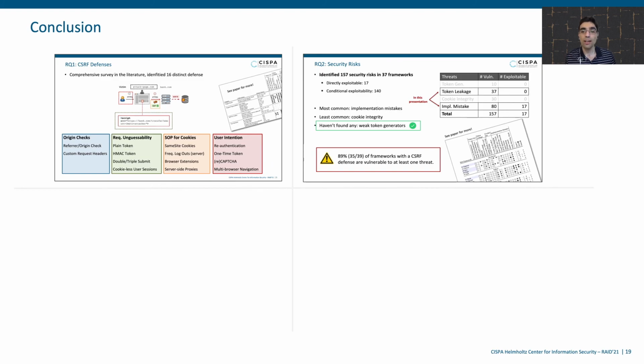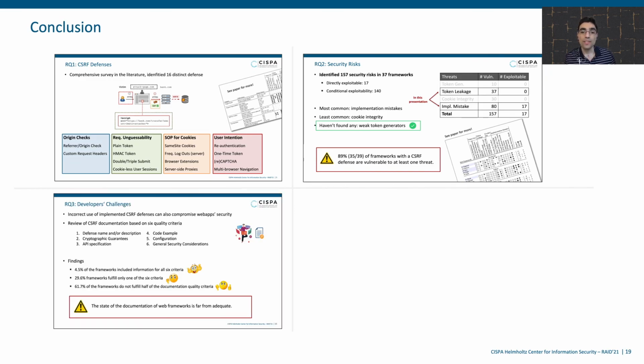Overall, we learned that while token generation is in general the most robust building block, the remaining building blocks are equally exposed to a variety of risks. And we observed that 89% of the frameworks for the CSRF defense are vulnerable to at least one threat. Then, to understand web developers' challenges when using CSRF defenses, we reviewed the documentation of the web frameworks and observed that the state of the documentation is far from adequate, with almost 62% of the frameworks, more or less, not fulfilling half of the documentation quality criteria.